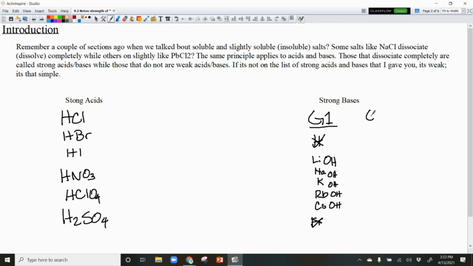Okay, and it's all group 2 except for the top two, which is beryllium and magnesium, and the bottom two, which is barium and radium. Okay, so that's going to be calcium hydroxide and strontium hydroxide. Okay, so those are the strong acids and the strong bases. Make sure that you have those memorized.